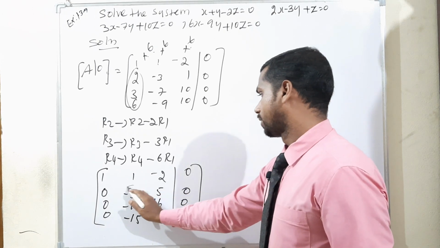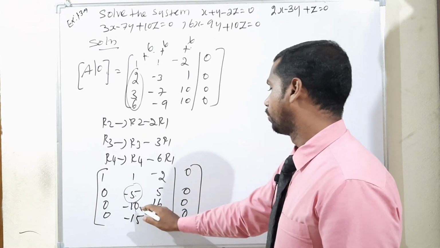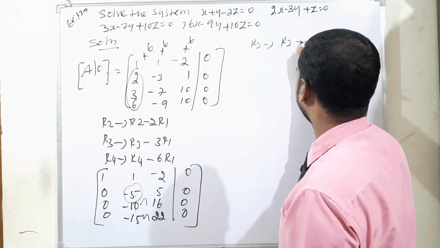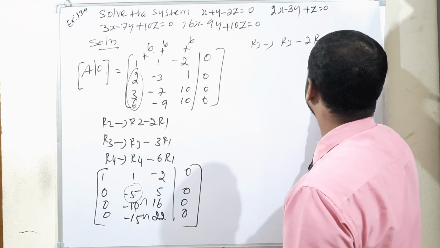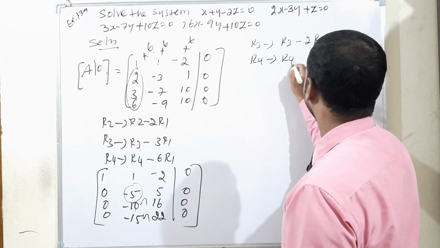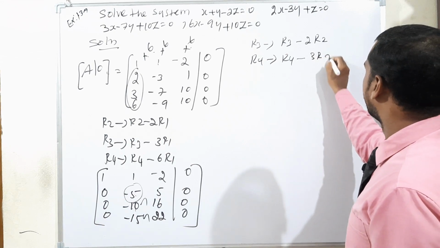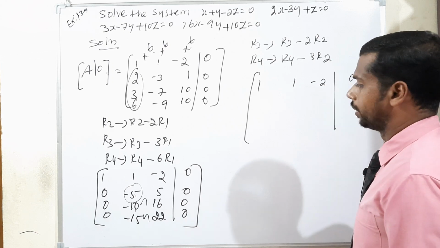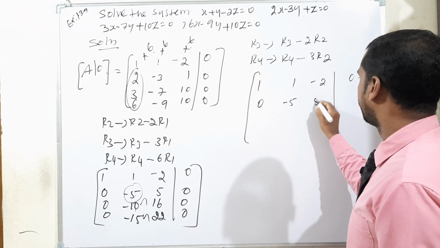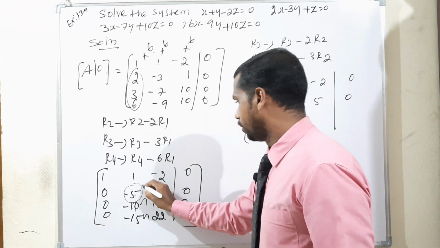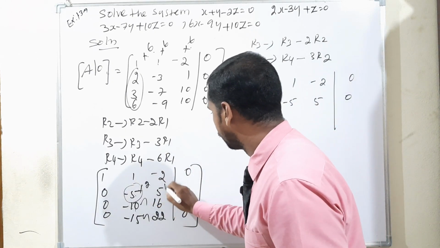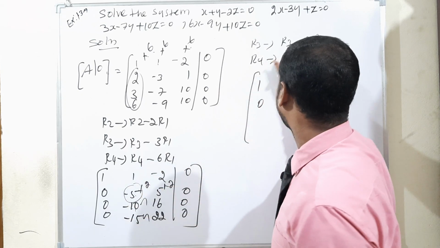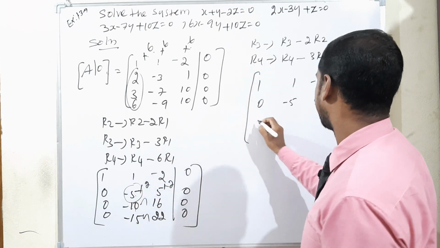Next, when starting the non-zero is the second row, under the 2 term we have to show 0. So R3 gives R3 minus 2 into R2, again R4 gives R4 minus 3 into R2. So R1, R2 as it is: 1, 1, minus 2, 0, and 0, minus 5, minus 5, 0. Next into 2, here also into 2, so minus 10. Here also minus 5 into 2, minus 10 will come, we have common minus, so plus, so minus 10 plus 10 means 0 will come.